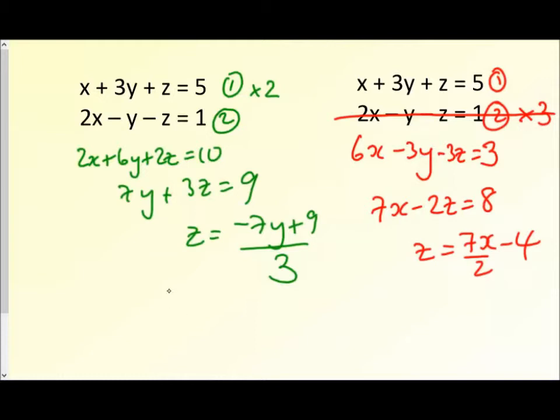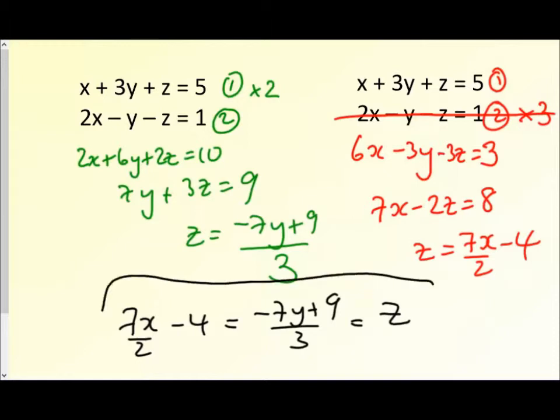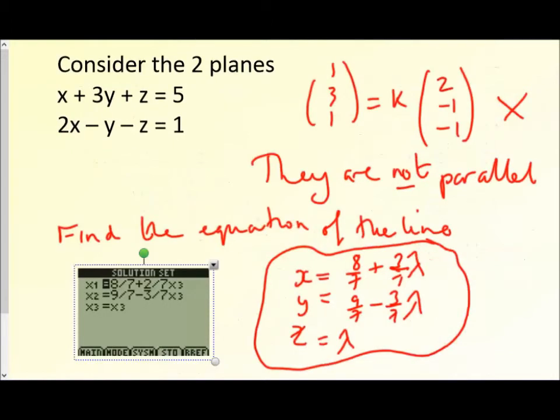So what that means is that 7x over 2 minus 4 is z, which is the same as minus 7y plus 9 over 3, which is z. So what we've got there is the Cartesian form of a straight line in 3 dimensions. And that's exactly the same equation that we found with the calculator, although the calculator had it in a slightly different format, so it had x in terms of z, which is quite an unusual way of writing it, unless we put it in the parametric form there.